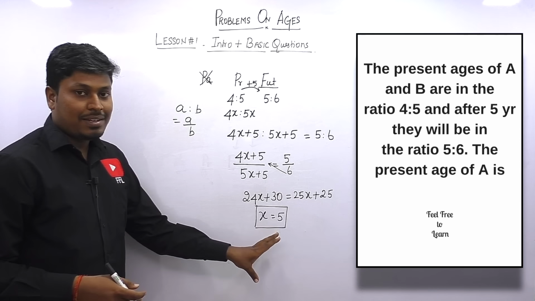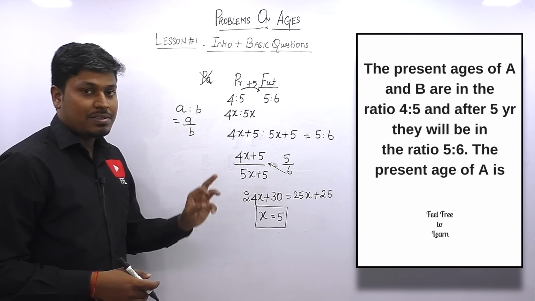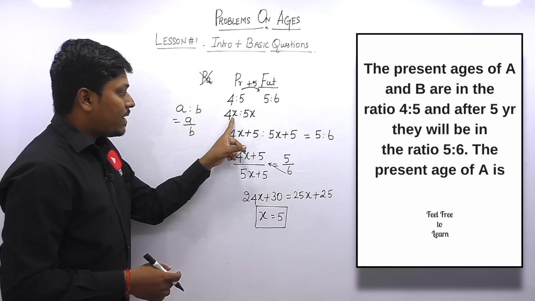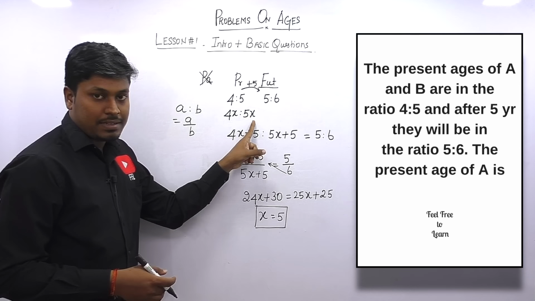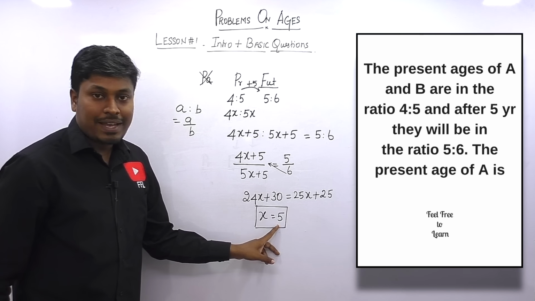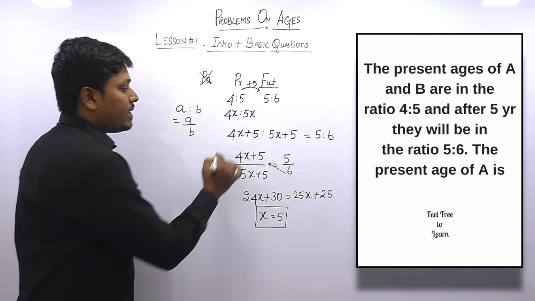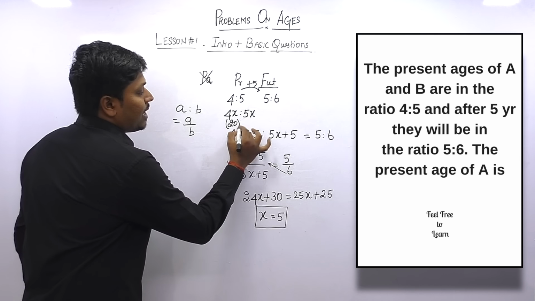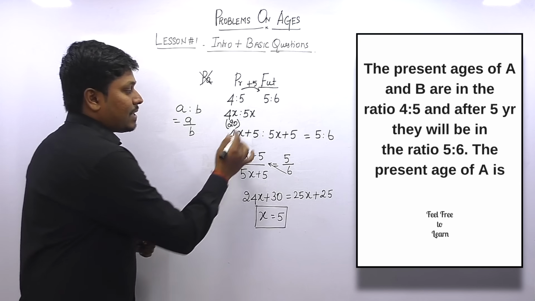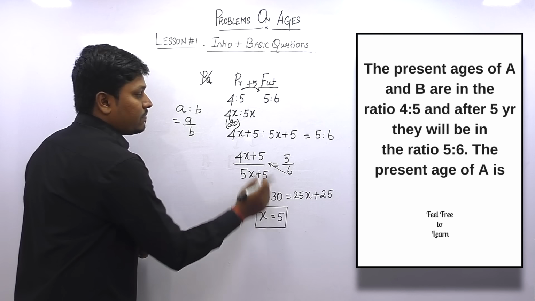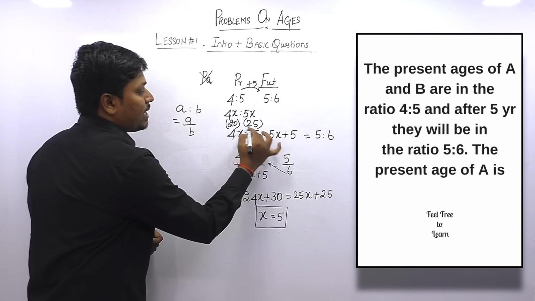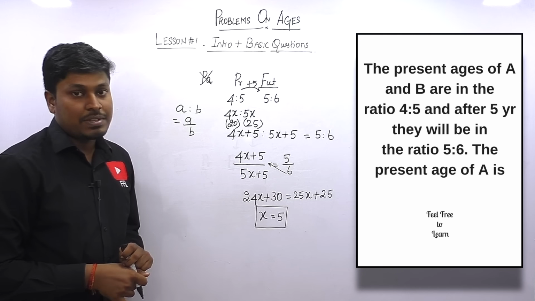Once you find this value, then directly substitute here, because we know that the present age of A and B is 4x is to 5x, and now we found the value of x is equal to 5. So substitute here. 5 into 4 will be 20. So 20 will be the age of the person A. Second, 5x. So 5 into 5 will be 25. So 25 will be the present age of the person B.